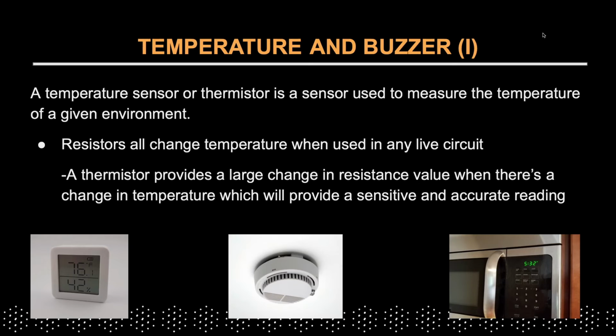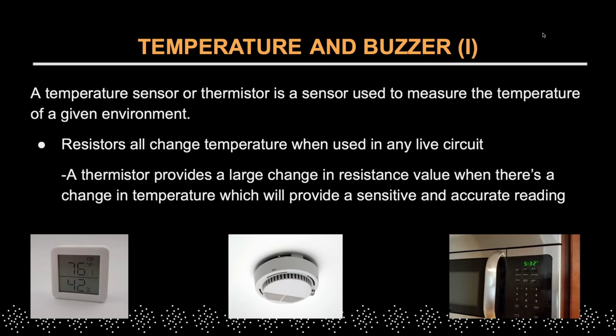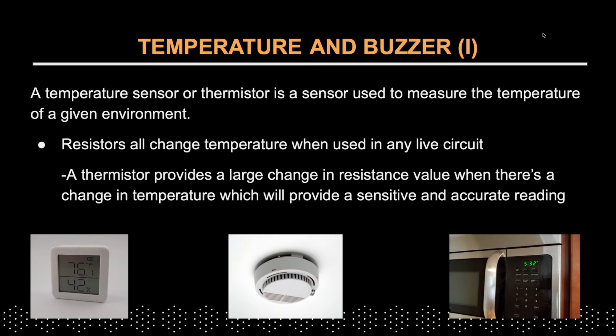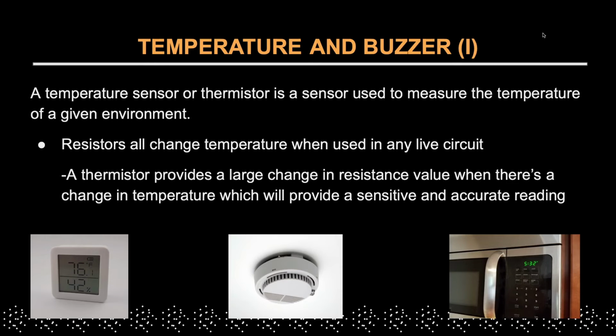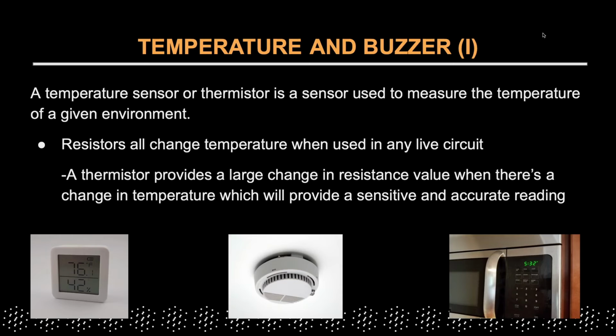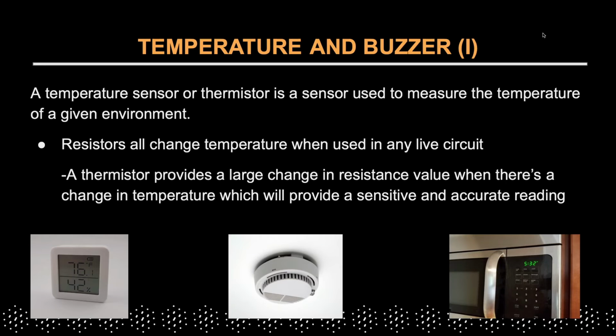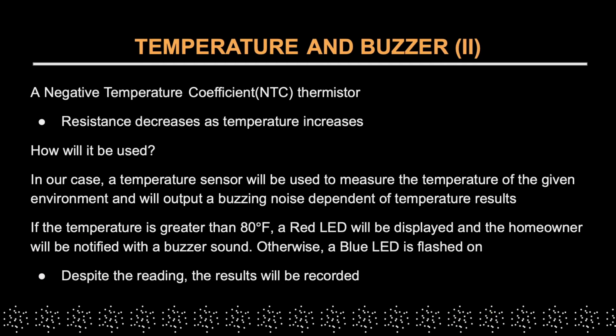In the group project, I'm going to be discussing the temperature sensor and the buzzer. The temperature sensor, or thermistor in our case, is a sensor used to measure the temperature of a given environment. As we know, resistors heat up when used in a live circuit. So a thermistor provides a large change in resistance value when there's a change in temperature, which will provide a sensitive and accurate reading.